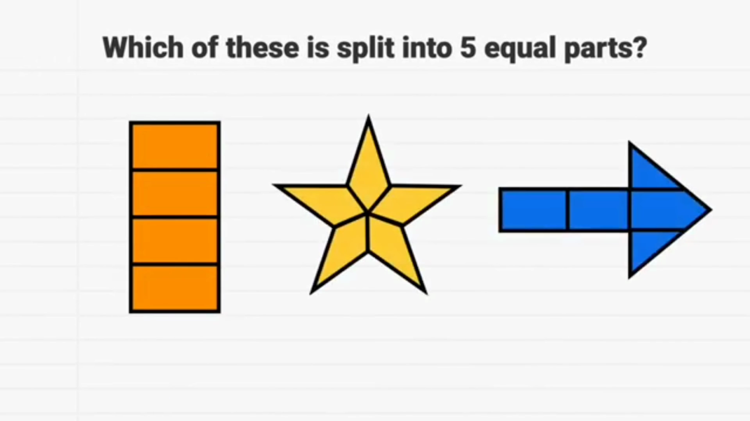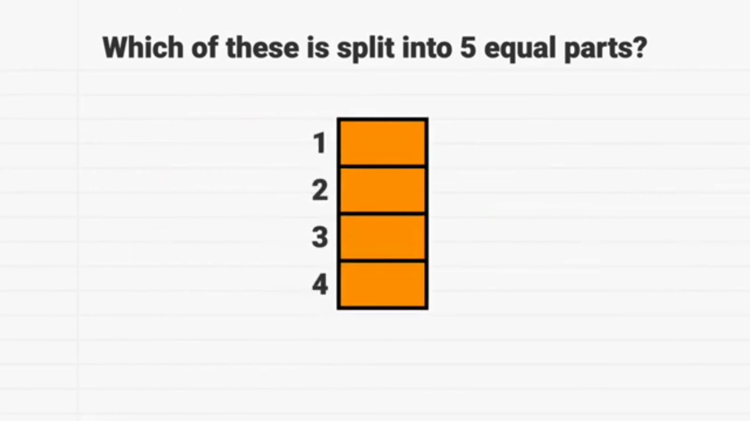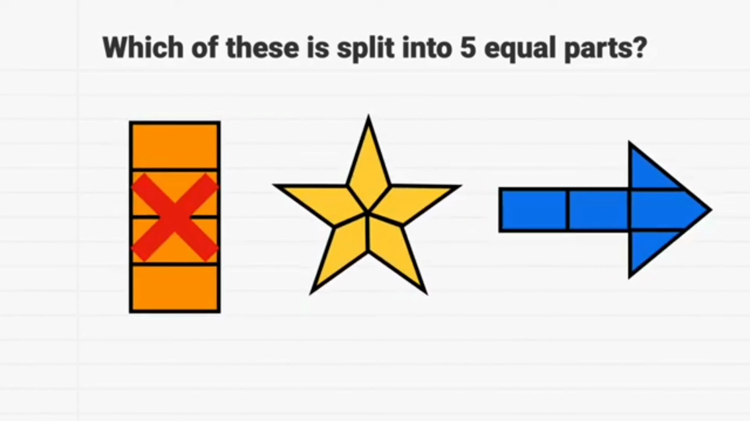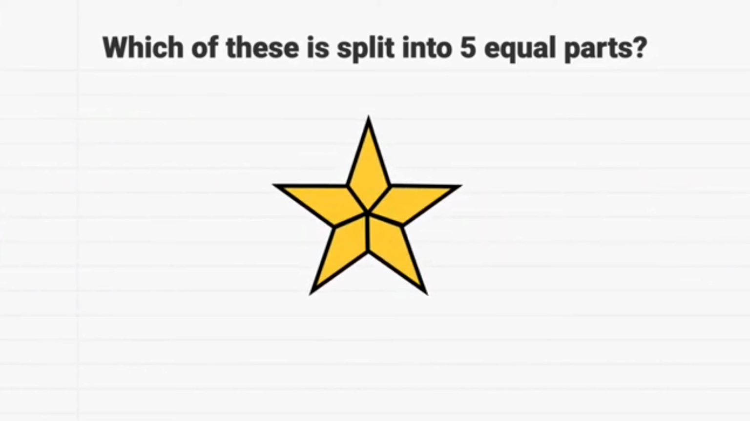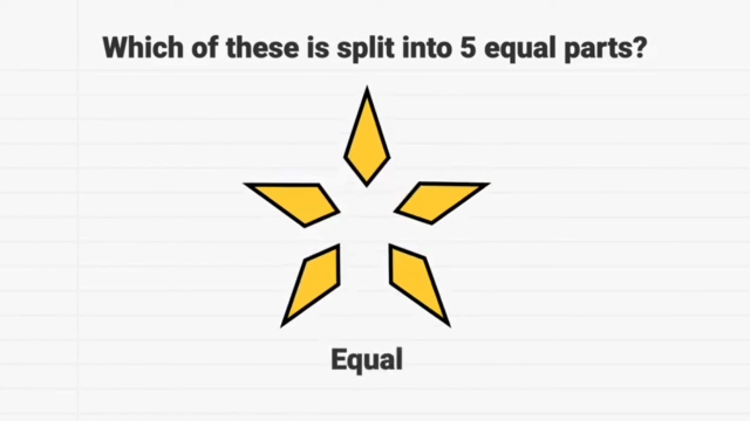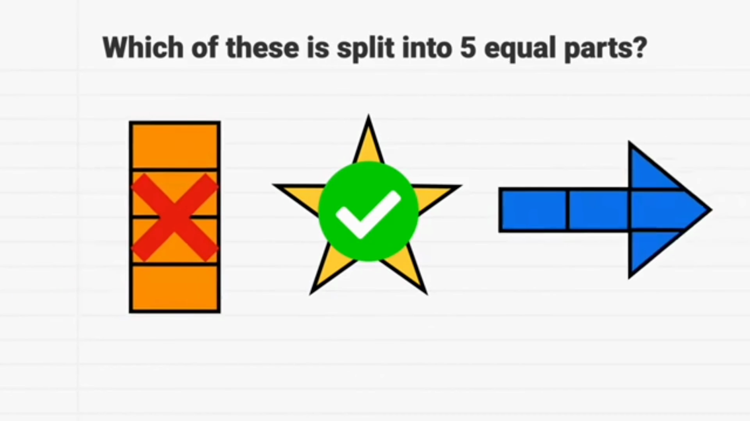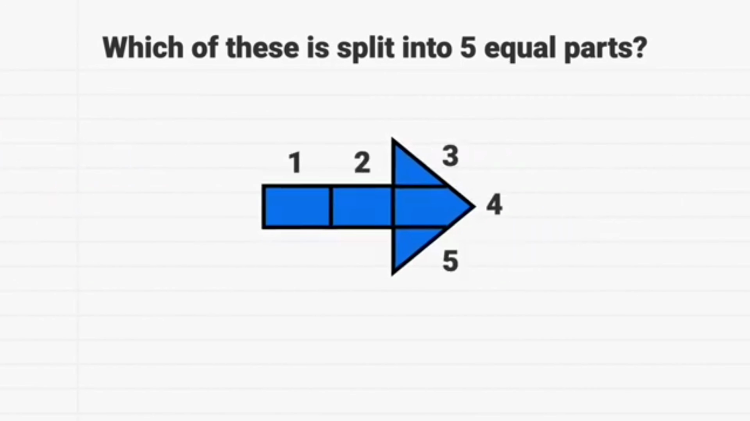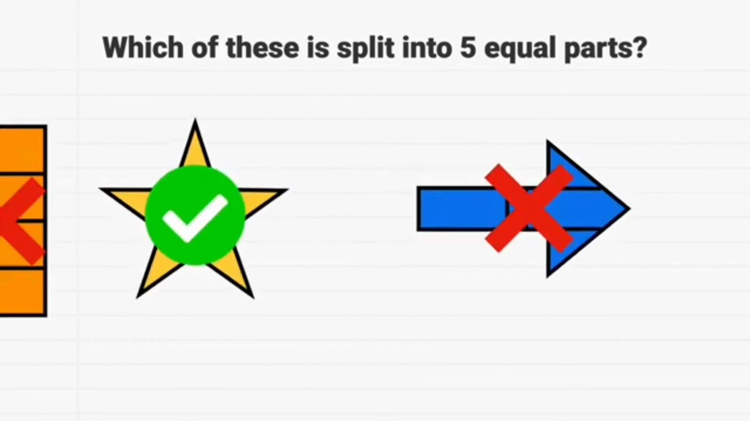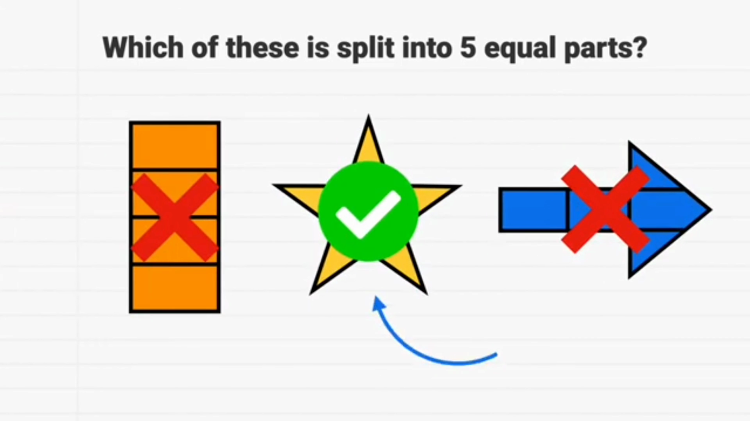Now, here's your last problem for this video. Which of these shapes is split into 5 equal parts? Well, the first shape is split into 4 parts. It cannot be this one. The second shape is split into 5 parts and all of them are equal. The last shape is also split into 5 parts, but they are not all equal in size. Therefore, this shape is the only correct answer.